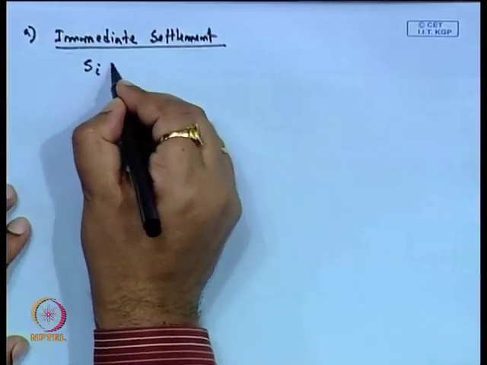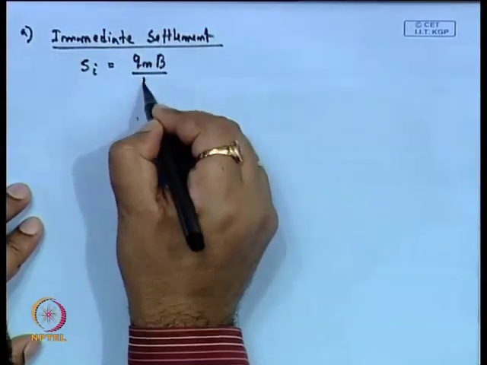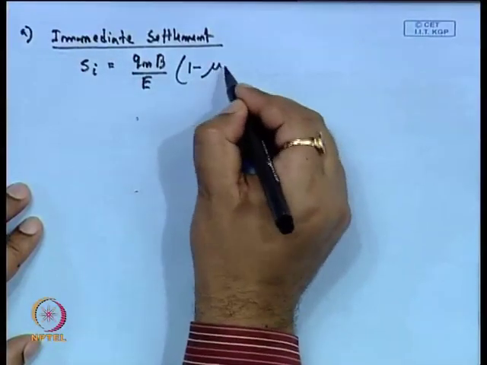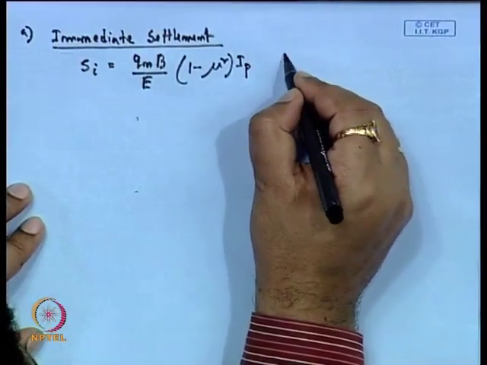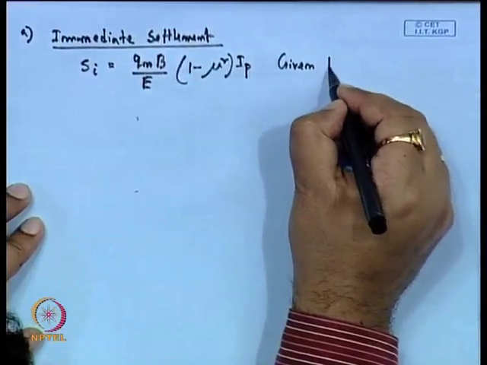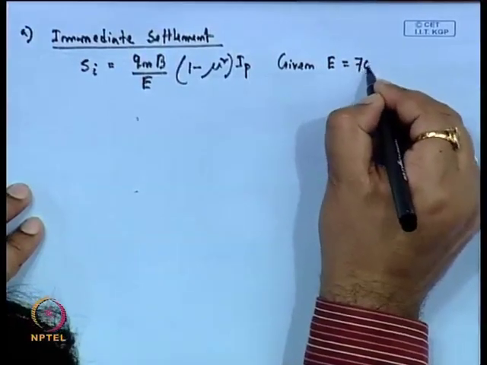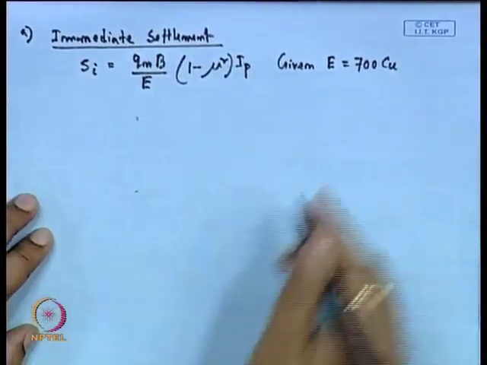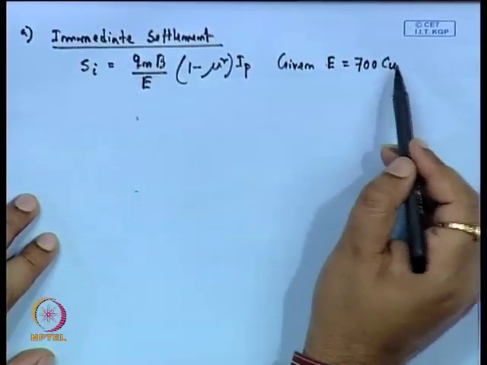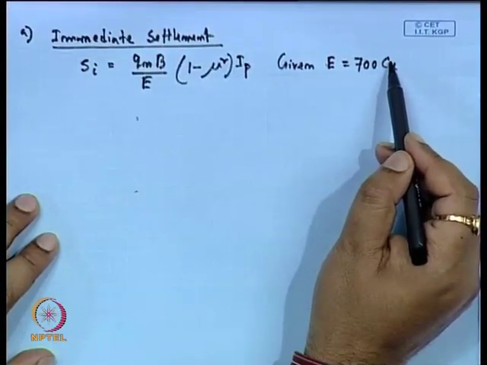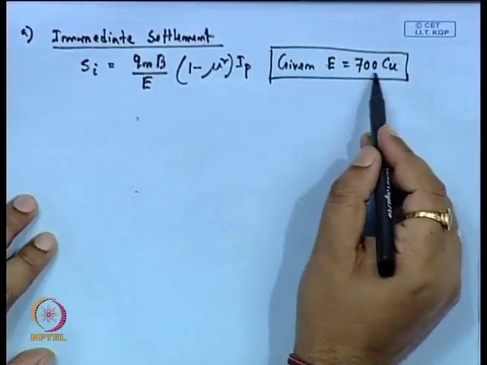So, the immediate settlement calculation expression is q_n times B divided by E times (1 minus mu squared) times I_p. In this question it is also given that E for layer 1 and layer 2 is equal to 700 Cu, because we get various relations in terms of E and Cu. That means, if we know the Cu, the undrained cohesion of the soil, then we can calculate the E for the clay soil. So, for this particular problem it is mentioned that E is 700 Cu.